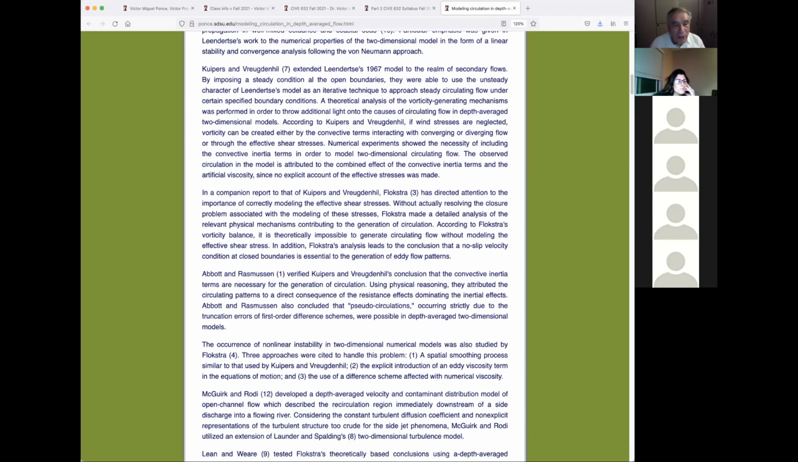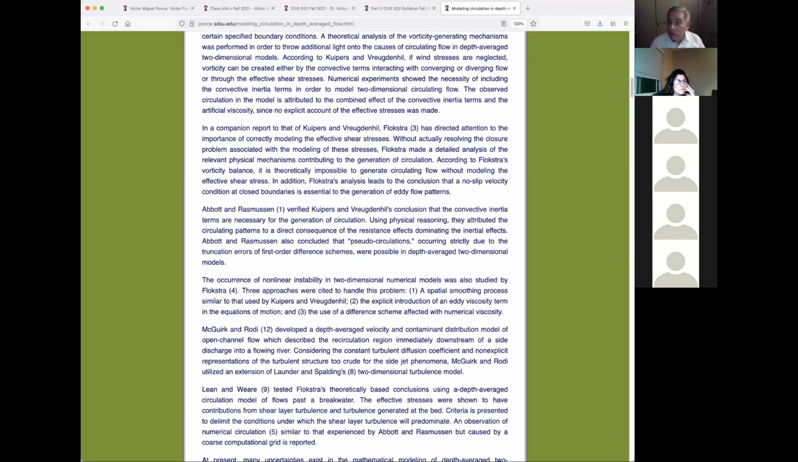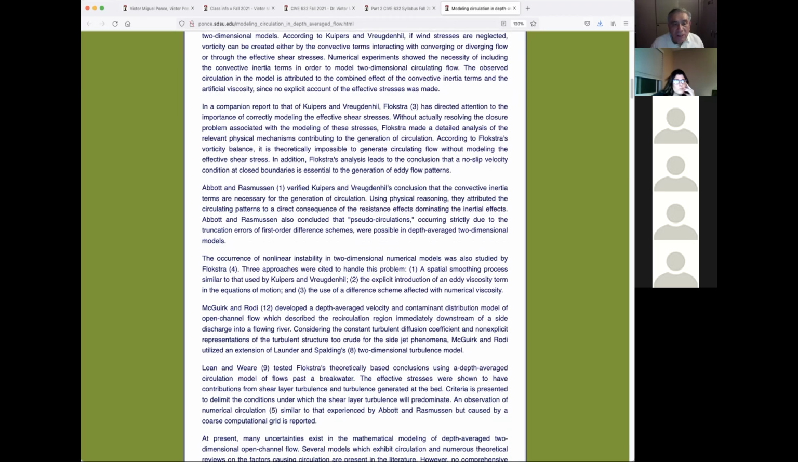Okay, so Kuipers and Broydenhill, big contributor to this subject. Then Vlokstra, also Dutch, also worked directly on this subject, and he made some important contributions to the issue of circulation. These were the first gentlemen back in the late 70s that worked on this problem. So the papers I was quoting were all middle 70s. Vlokstra's, I believe, is 1973 or 1974.